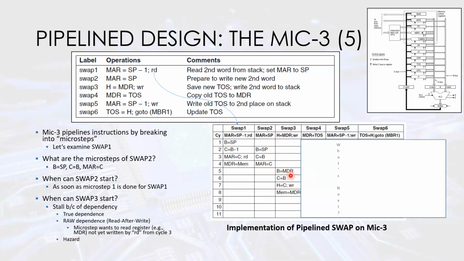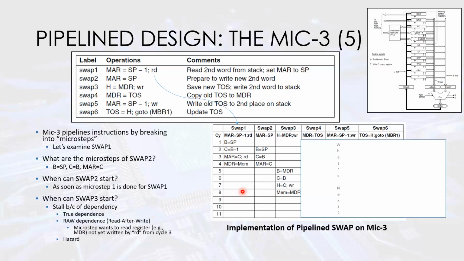And then from there we can go on: B equals MDR, C equals B, H equals C, to enable that H equals MDR. And then we do a write. We execute that command, and again at the end of the next cycle, the MDR is written successfully into the memory. We call this a true dependence, or you'll see all kinds of different terms for it: RAW, read after write dependence, hazard. These are all the same things.